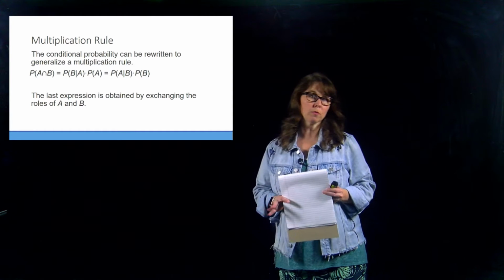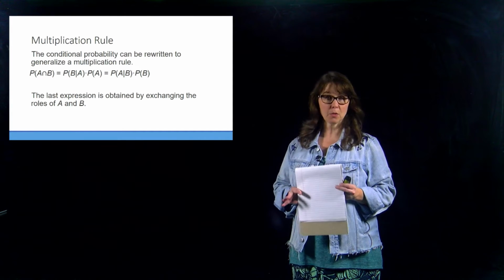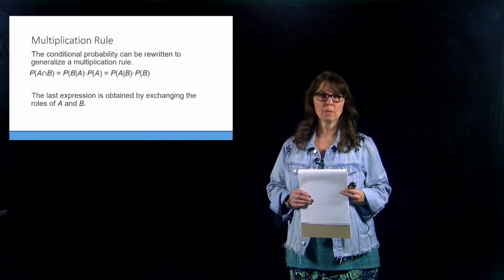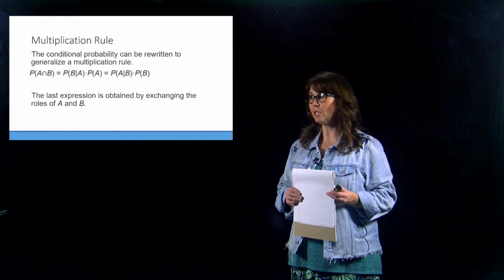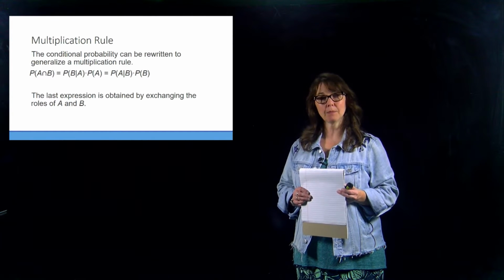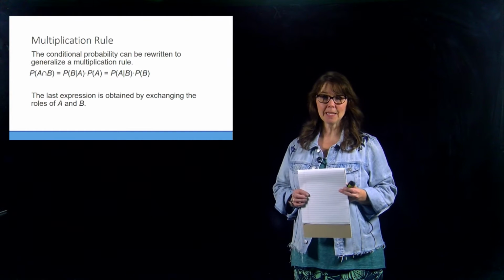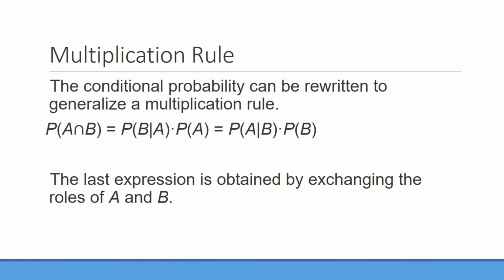So we did an addition rule a couple lectures ago, so now the multiplication rule says the conditional probability that we saw in the last lecture can be rewritten to generalize the multiplication rule, and that is as follows. Probability of A intersection B is equal to the probability of B given A times the probability of A. Also equal to the probability of A given B times the probability of B. So notice that we have both the probability of B given A and the probability of A given B, and that is just depending on what you're looking for.